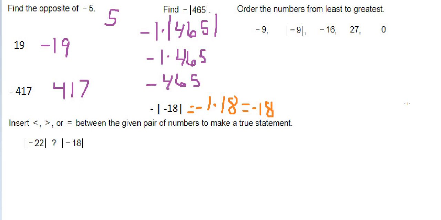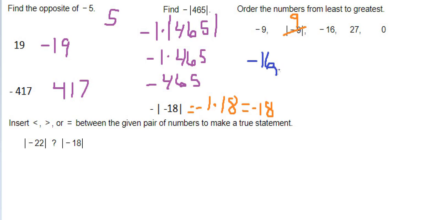The next one, we're going to put from least to greatest. We're going to take the absolute value first, which is the only one we have to do there is the -9. So the absolute value of -9 is a +9. So I cross that out and I put the -9 there. So the smallest number is -16.